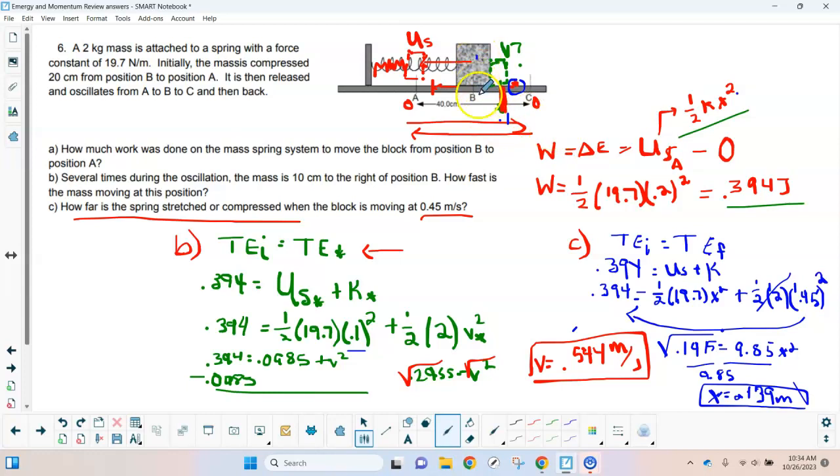So the fastest it moves is at point B. I didn't ask you to calculate that, but you could. It would just be all the spring potential energy converting into kinetic energy at point B. And then every other place, except for point C, if we got all the way stretched out, it has both these energies. So it has kinetic and potential anywhere else along the way.